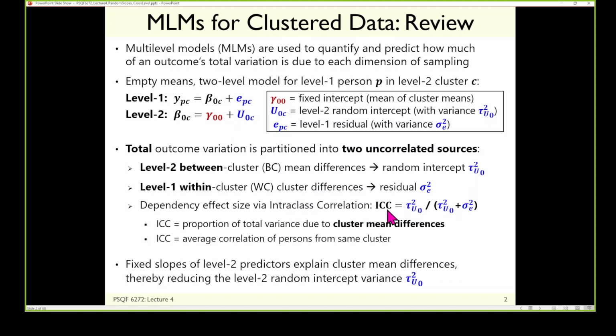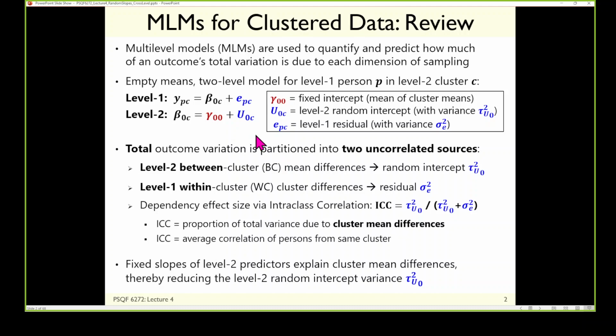We can compute an intra-class correlation. If you don't see a number after it, just assume it's this regular kind, which tells you the proportion of variance that is between clusters. It's also an effect size for how much dependency you have due to cluster mean differences. And it is also the average correlation of people from the same cluster. So you can think of that number any of those 3 ways, whichever works best for you.